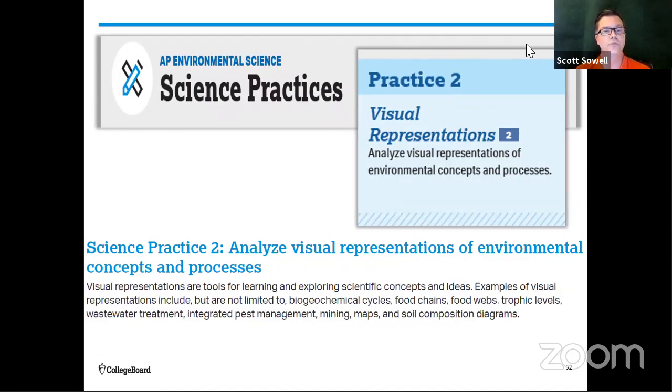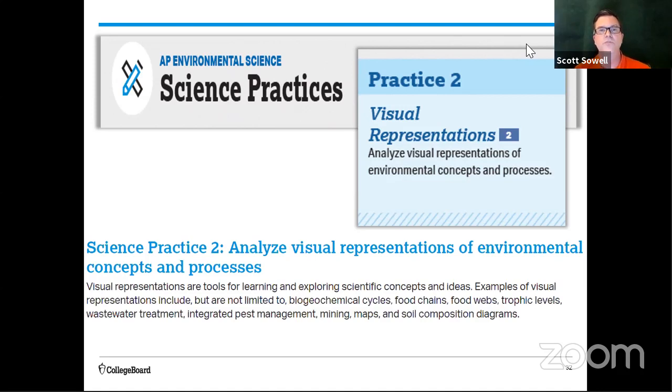So at the bottom, it says visual representations are tools for learning and exploring scientific concepts and ideas. And it lists a lot of them. Just think about the soil triangle. We all looked at the soil triangle when we were in our soil and agriculture conversations, and that's a great visual representation, and it has a story to tell. It's not just how much silt was in my soil sample. You take that and you use the story to talk about agricultural amendments you might give to a soil, or what type of soil might work best to line the bottom of a landfill.